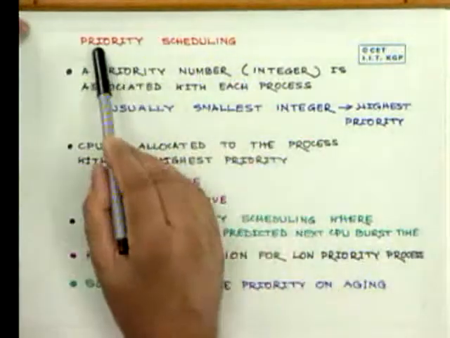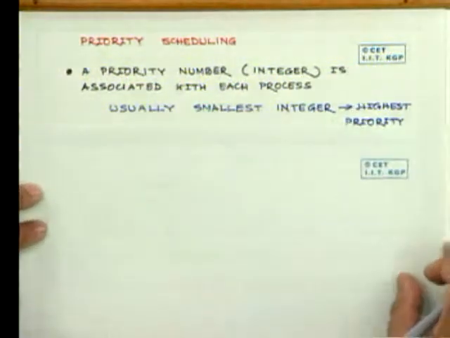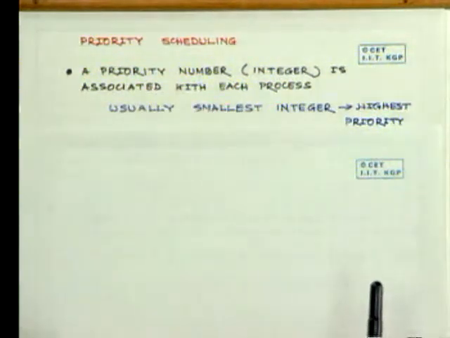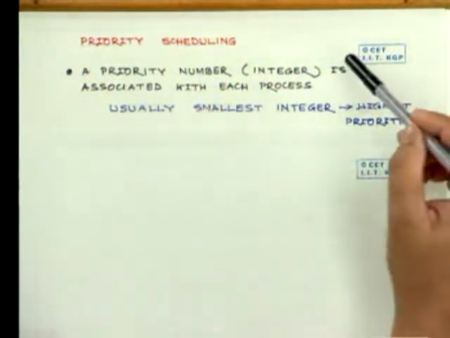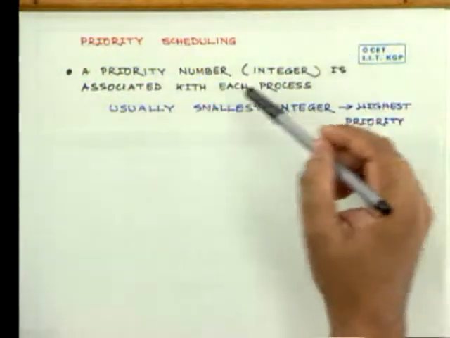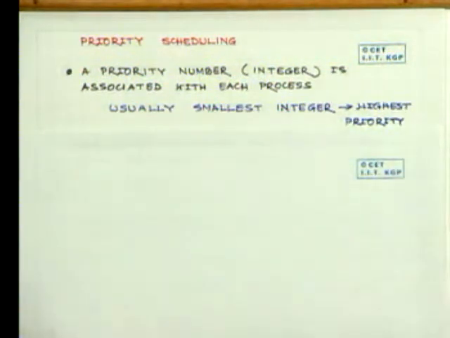Now, let us see another algorithm which we call priority scheduling. Here what we do is this: a priority number, which is basically an integer, is associated with each process. Usually the smallest integer means highest priority, and those are the integer values that we take.